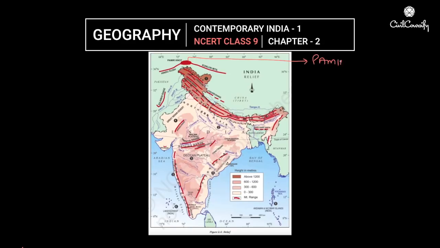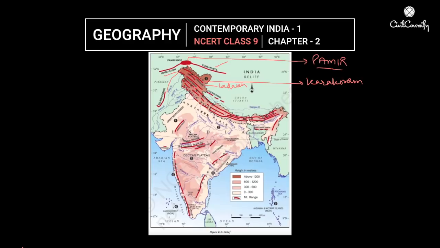The Pamir Knot is very important as all the major mountains start from here. As you can see, the Kunlun Shan, which are in Tibet, the Hindu Kush, the Suleiman Range, all start from the Pamir Knot. This is the knot that actually ties all the mountain ranges. The Himalayas start from here, and the first one is the Karakoram Range. Then we have the Ladakh Range.